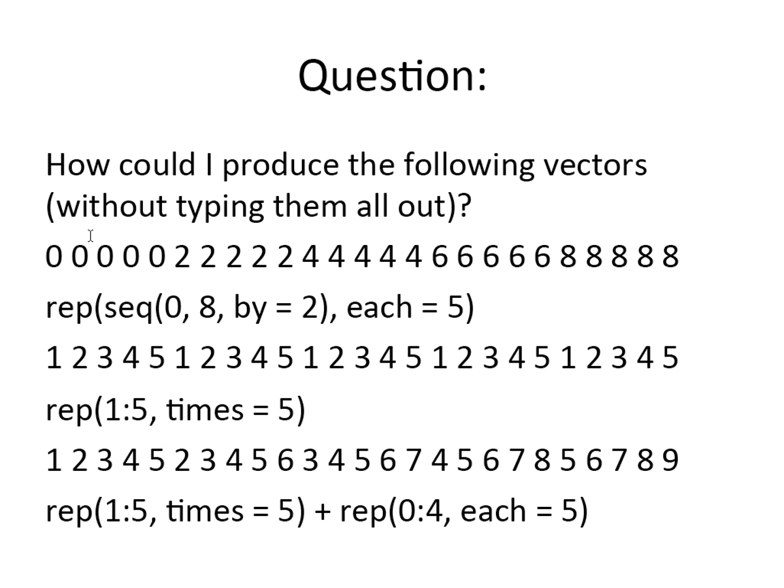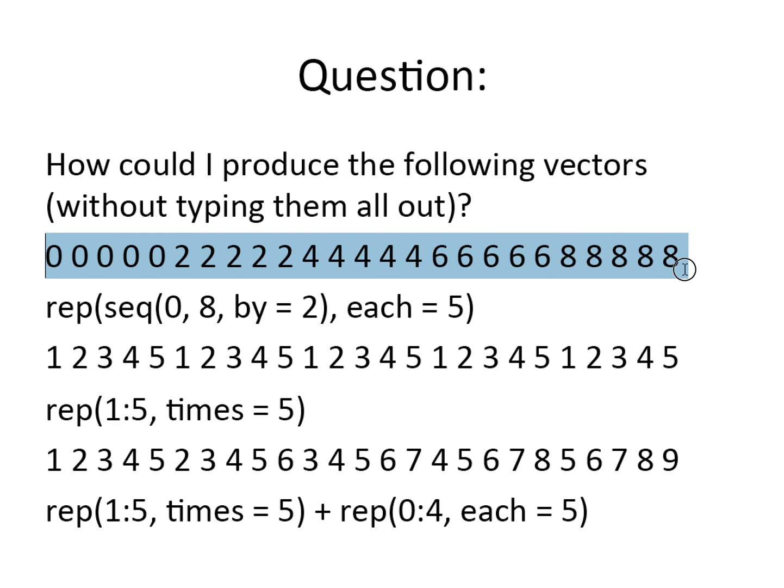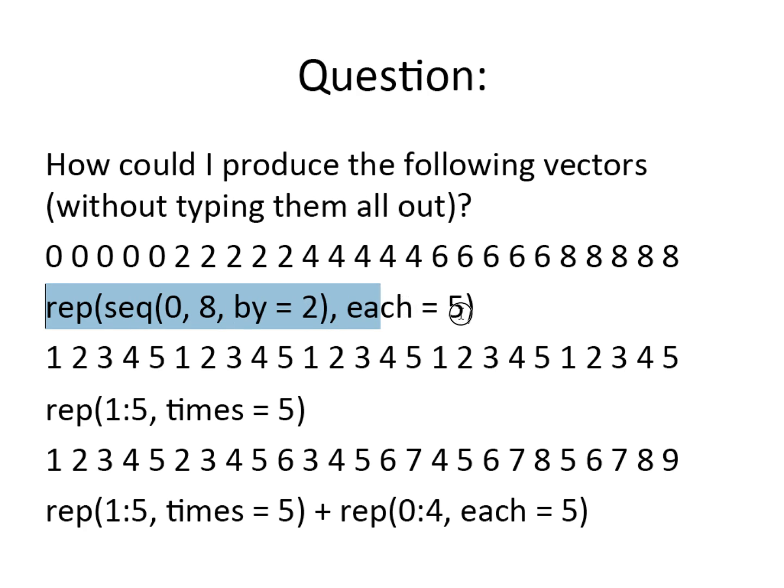Okay, so here are some ways you can test out rep, seek, the colon, and the things that we've learned. So how can I type out 0, 0, 0, 0, 4, 6, 8? We know how to do this, right? We put our 0 to 8 function in here using seek, and then repeat each element 5 times.